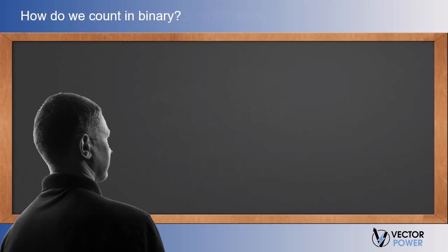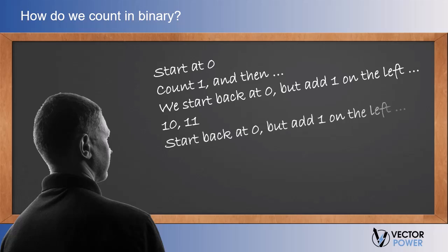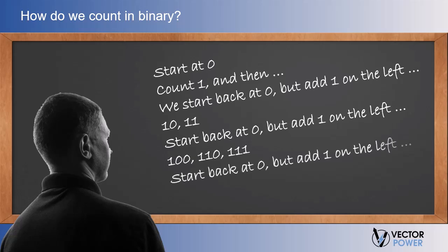To count in the binary system, once again we start at 0. Count 1, and then we start back at 0, but we add 1 on the left. 10, 11. We start back at 0, but add 1 on the left. 100, 101, 110, 111. Start back at 0, but add 1 on the left. 1000, 1001, 1010, and so on.